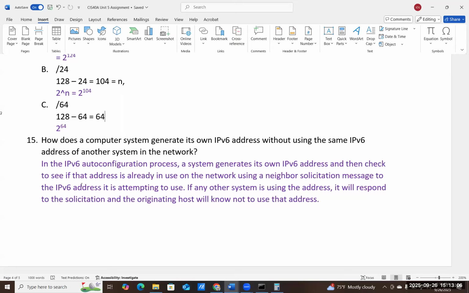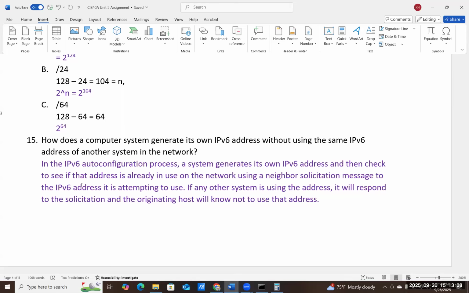And if the system is already using the address, the neighbor system is going to say, hey, I already have this address and you cannot have this address. So it makes sure that it is not identical to the other system. And so the other system will respond to it to tell it not to use that address. And that's how it works.